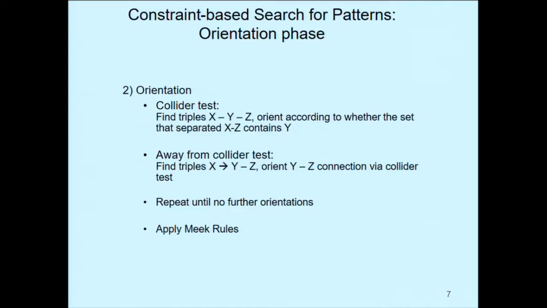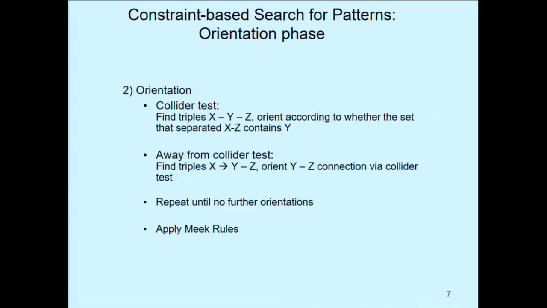So those triples are called potential colliders. And then we actually look to see if the set that separated x and z, if something had to separate x and z if they're no longer adjacent, contains that middle guy y. And I'm going to show that in a little more detail in a minute. But that's the key to actually orienting that. Once we have the triple and the x and z are not adjacent, something made that adjacency go away. The question is, what was the separating set that made them go away? Did it contain y or did it not contain y?